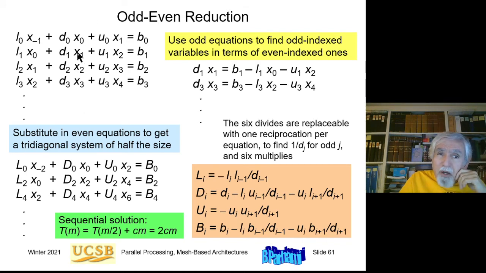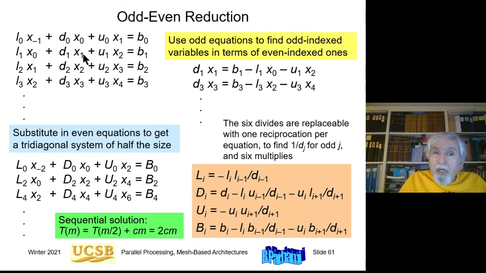Okay, so this is equation 0, this is equation 1, equation 2. So equations are also numbered. So there are even indexed equations, equation 0, equation 2, and odd indexed equations, equation 1 and equation 3. So an easy way to remember: the equation number is the index of the middle variable. The middle variable in this equation is x1, so we call this equation 1. This is equation 2 because the middle variable is x2, and so on.